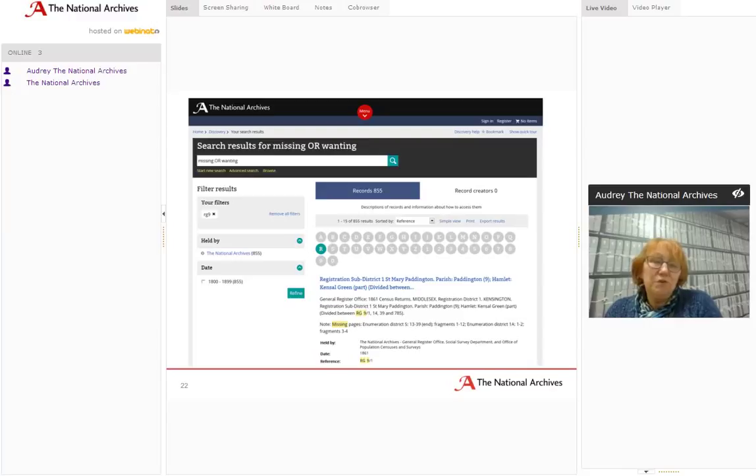There is a technical difference between missing and wanting, and they weren't always used perfectly accurately. So if you put in both, that will find all of the bits, not all of the bits that are missing, but all of the bits that we know for certain are missing. This is still a work in progress. We still get people looking at a bit of census and saying, I think there are some pages missing, can you check this out? And sometimes we check it out and we say, sorry, those pages are genuinely missing. But if we didn't know that that little bit was missing before, we can then add it into the catalogue, and that's an ongoing process.